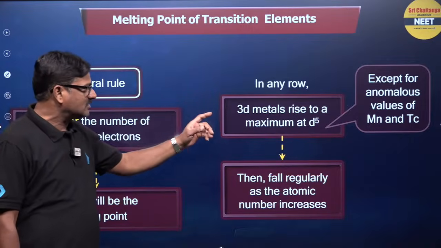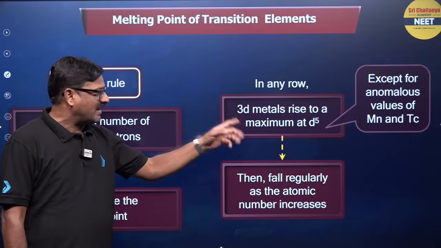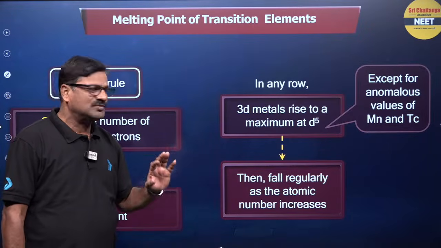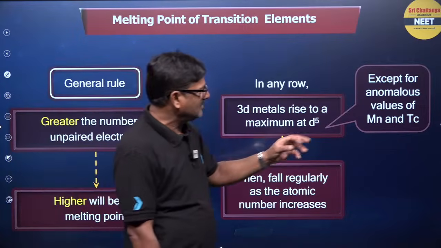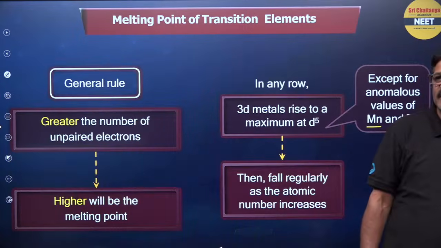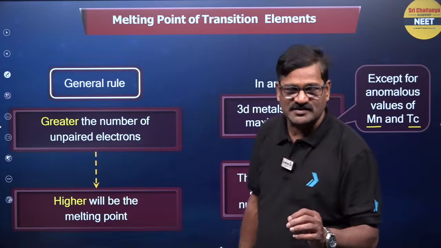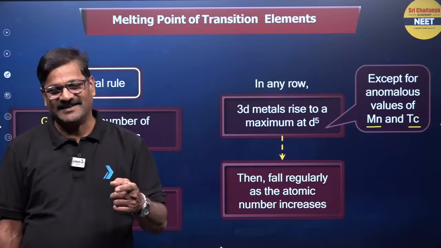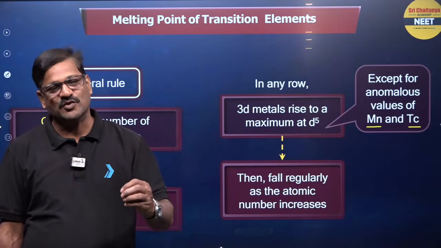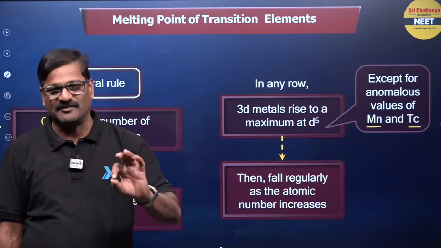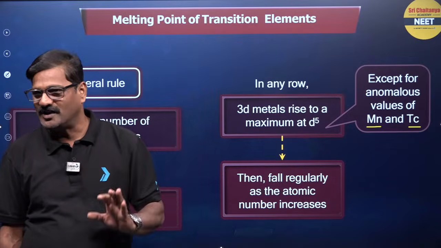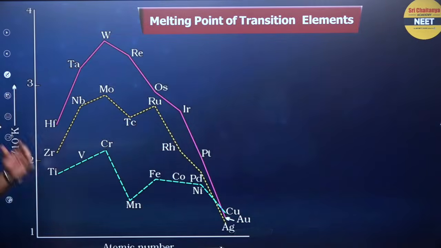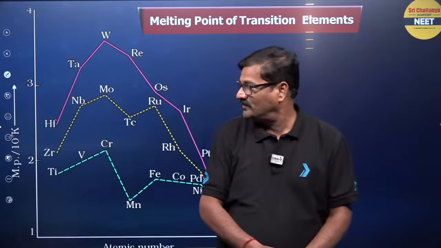So in any row, 3D metals rise to a maximum at d5, and then fall regularly. There are some anomalies when it comes to manganese and technetium, where abnormalities and exceptions are there. In the NCERT, CBSE examination and NEET examination, there is a very good chance of a question coming from this. So let us see the graph over here. What is the observation I can see in the melting point scenario?